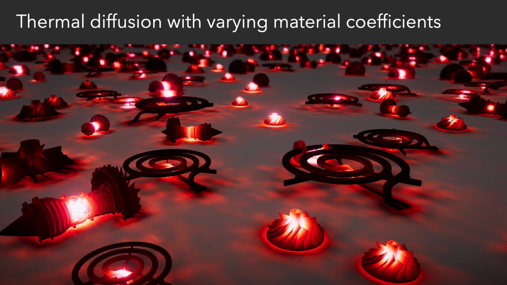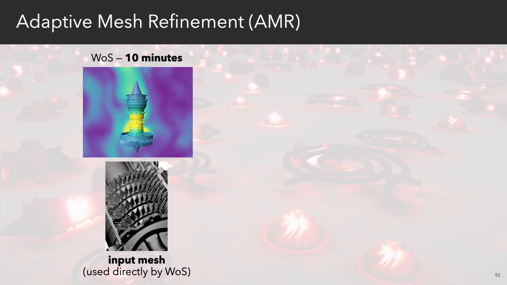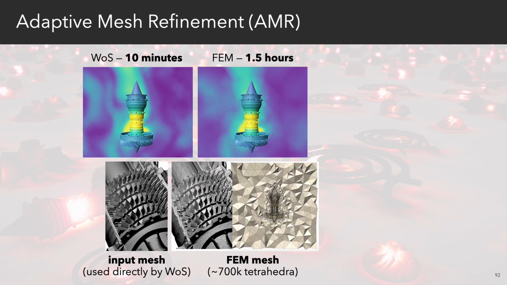And to see if this argument holds up, here we consider the problem of heat radiating off infinitely many blackbody emitters, each with super detailed geometry and varying material coefficients. When we consider even just a single object in the scene, we find that FEM cannot resolve either the original geometry or the details in the solution.